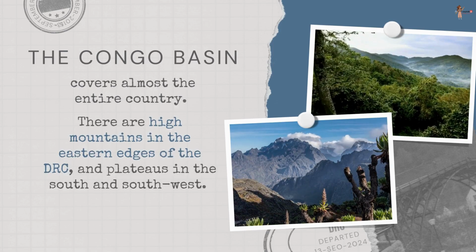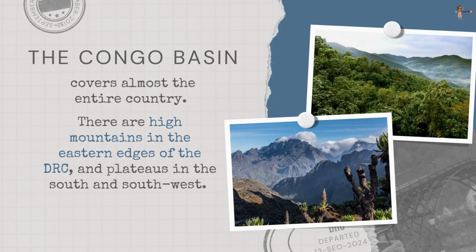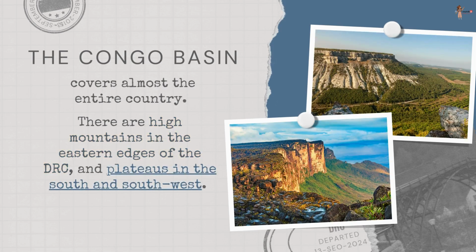The Congo Basin covers almost the entire country. There are high mountains in the eastern edges of the DRC and plateaus in the south and southwest. So, mountains in the eastern edges and plateaus in the south and southwest.